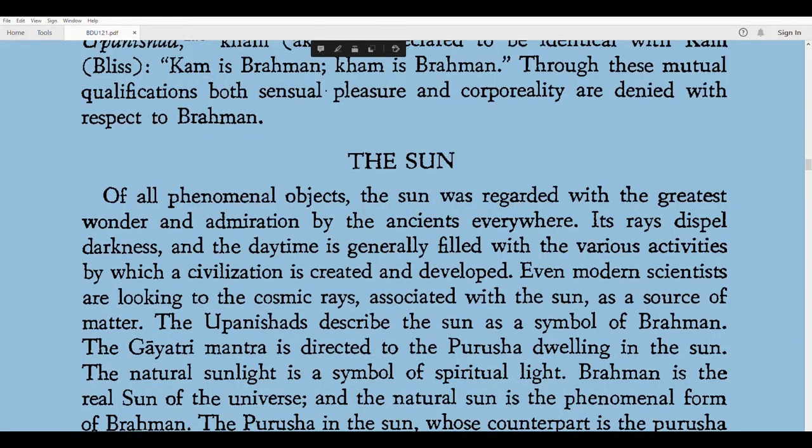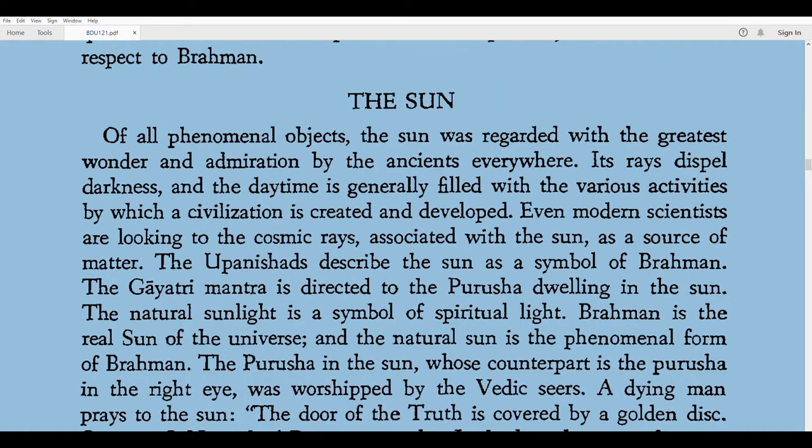The sun. Of all phenomenal objects, the sun was regarded with the greatest wonder and admiration by the ancients everywhere. Its rays dispel darkness, and the daytime is generally filled with the various activities by which a civilization is created and developed. Even modern scientists are looking to the cosmic rays associated with the sun as a source of matter. The Upanishads describe the sun as a symbol of Brahma.